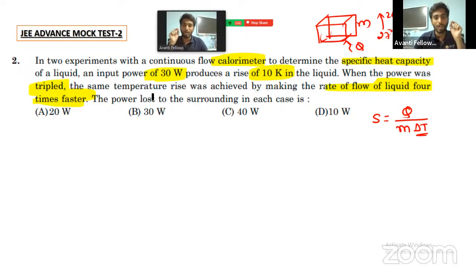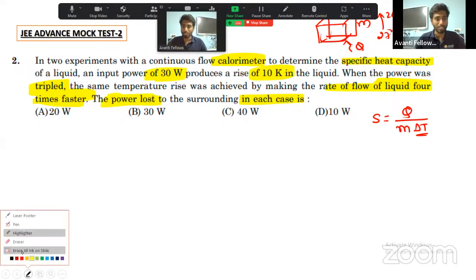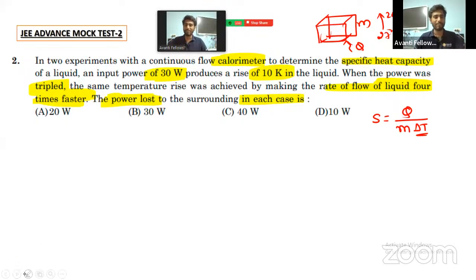The power lost to the surroundings in each case is what? We need to calculate how much the power loss will be in each case. We'll calculate it according to the question itself. First, here Q is equal to S m delta T. Q means heat, delta T is the change in temperature, M stands for the mass of the substance, and S stands for specific heat capacity. I'm going to rearrange this equation and write it in terms of Q.